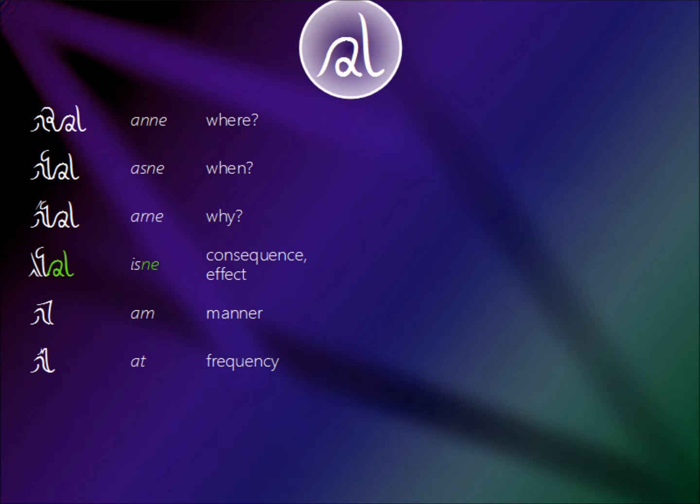Isne is a bit more abstract because it can have different translations depending on the context. It can mean, so? What now? What's next? Where does that leave us? Or what is the effect? If we attach it to a, we get amne, how? And atne finally means how often.